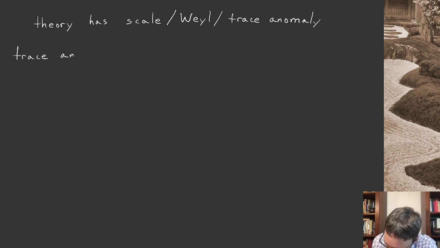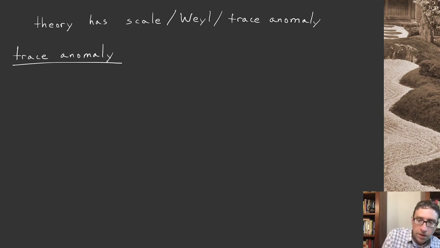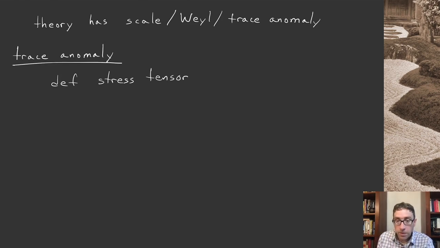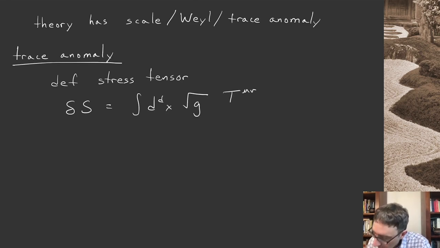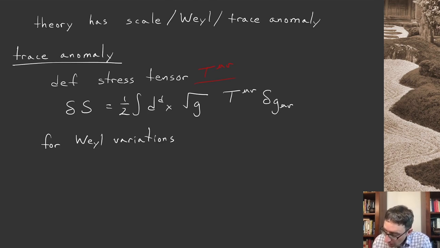So the trace anomaly. Where does this particular word come from? Why am I calling it a trace anomaly? Well, let's think about the definition of the stress tensor. One very nice definition of a stress tensor in a curved spacetime is the response of the system to a variation of the metric. So the response of my action is going to be the integral d^d x, again, the square root of the determinant of g, I'll drop the determinant but it's implicit, T^μν δg_μν, and I think conventionally there's also a factor of 1/2 here. So this is my definition of my stress tensor, T^μν. Now, for Weyl variations, if it's classically a symmetry, then δS should vanish. But I also have a particular form for what this δg_μν should be. What should it be?